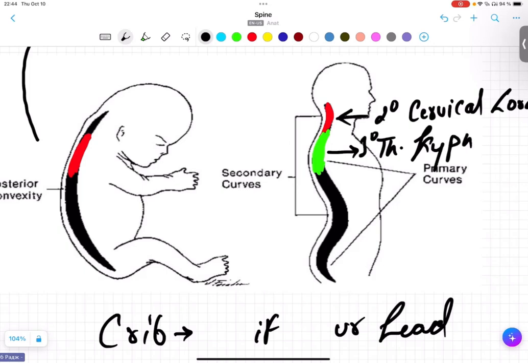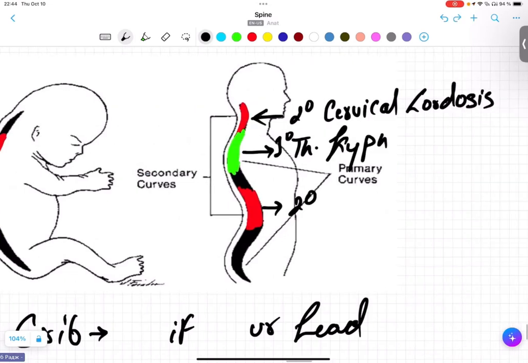Then I told you when a child starts running or maybe walking, he will develop one curve, and the curve will be at the level of the lumbar vertebrae. Here, this one will develop. Let's see here in this image, right? This is a secondary curvature. And what do we call the secondary curvature? Lordosis. So this will be your lumbar lordosis.